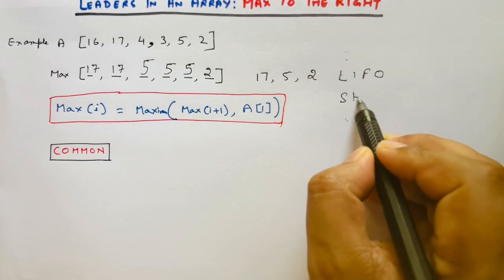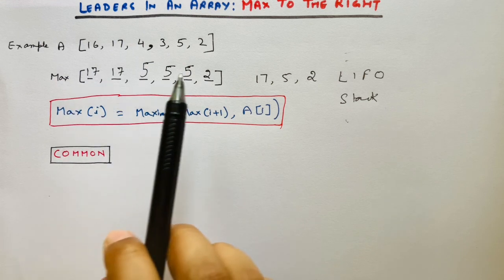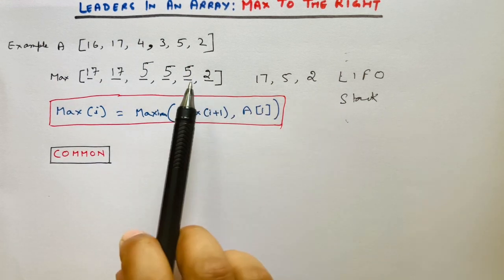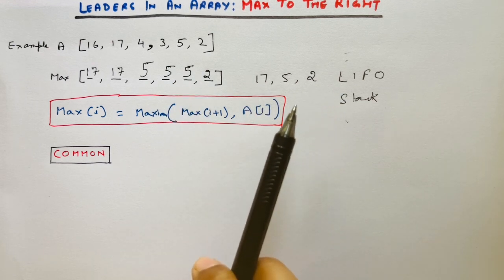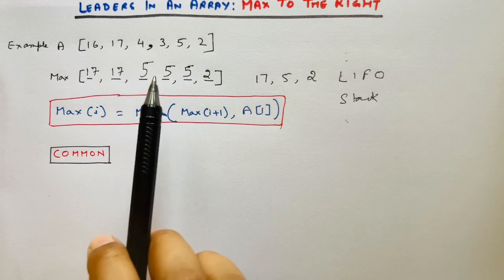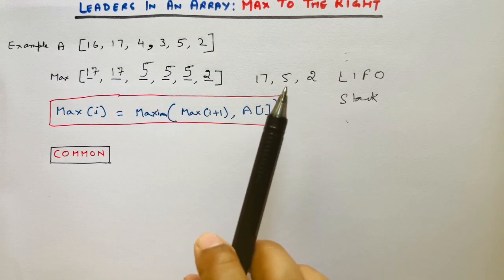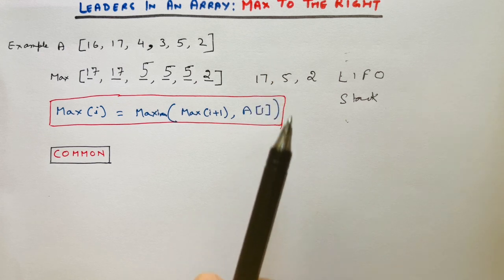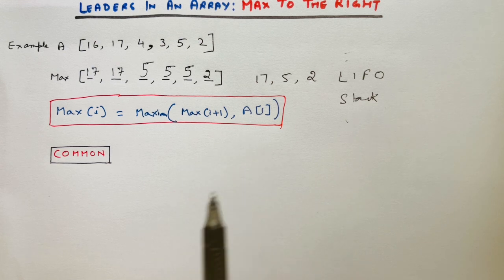So what kind of data structure would suit it best? The data structure we need is stack. We'll start from right to left, we'll find a max element, we'll put that in stack. Till the time the max element remains same, stack will not get updated. As we find a new max element, we update that in the stack. So at the end, we'll have in the stack 17, 5 and 2 from top to bottom. And then we can convert this to the list and return.